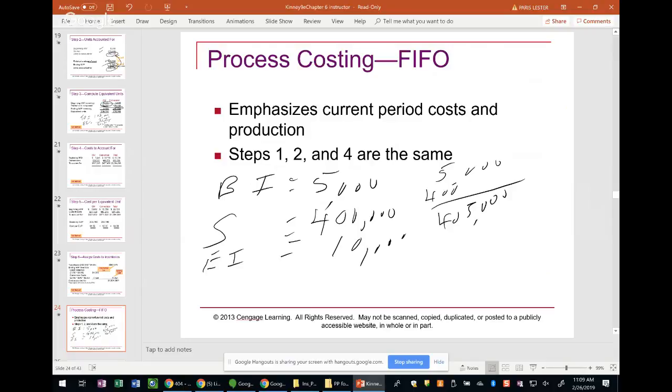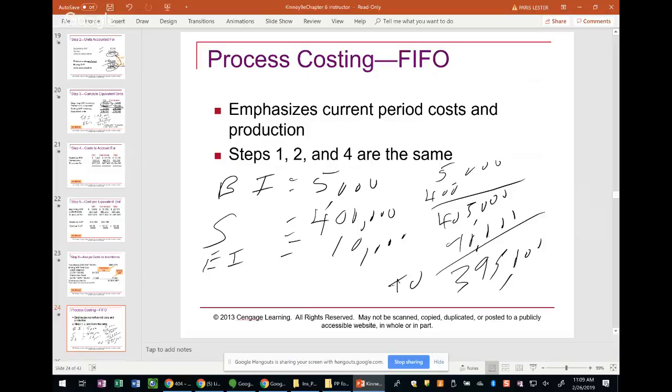Now, what we went with, we're going to match that again. All right, we had 5,000 in the beginning, we started 400. That is 405,000, right? We have 10 left, so how many did we start and finish? We have 10 left. How many did we transfer out? Is that 395? All right, that's TO, transferred out.